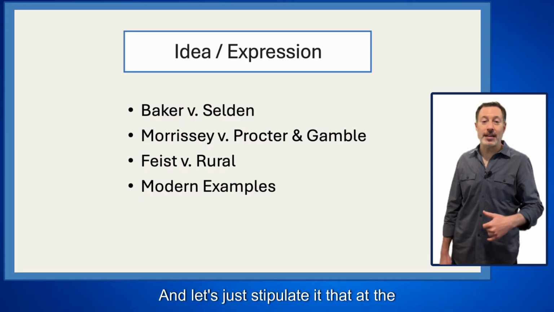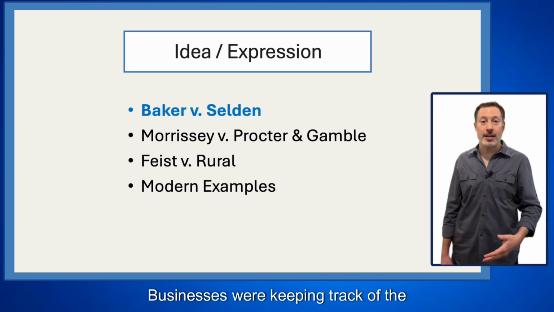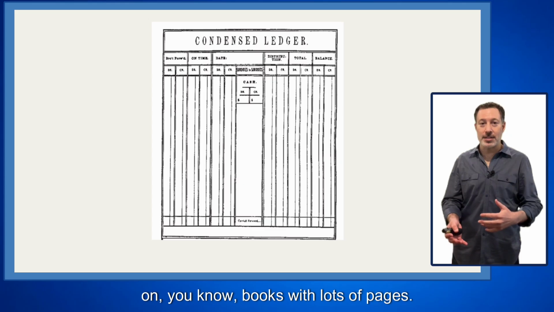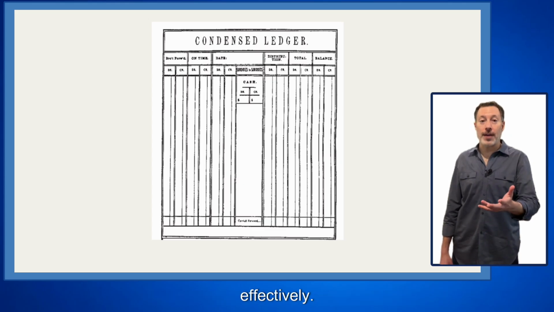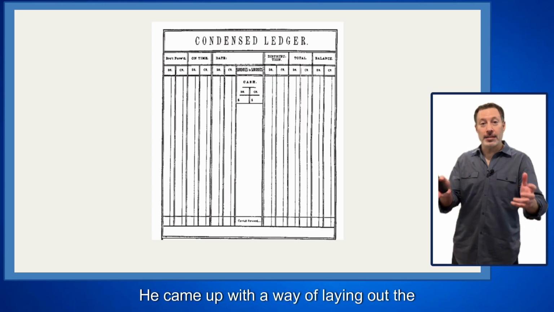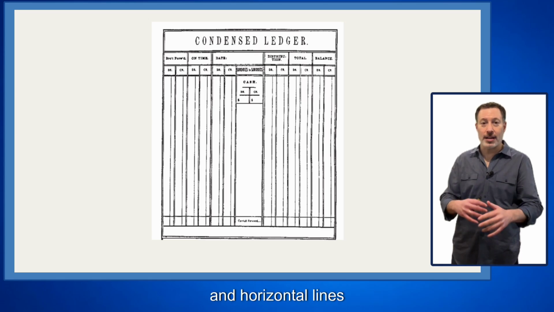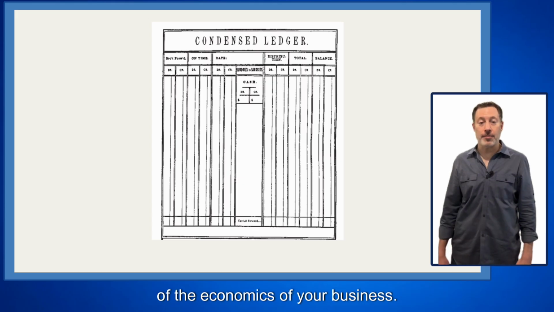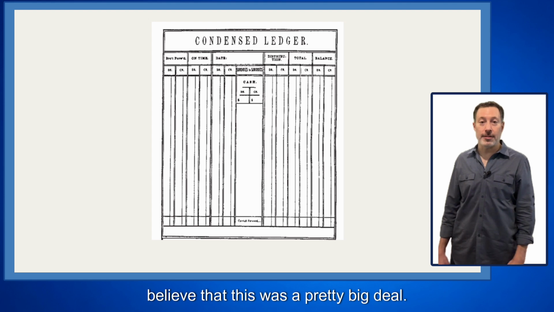And let's just stipulate that at the time, this was a pretty cool achievement. Businesses were keeping track of the economic information relevant to their business on books with lots of pages. And our author realized that you could organize that information much more effectively. And you get a little taste of it on the screen now. He came up with a way of laying out the information in columns and organizing it with headings and horizontal lines that really helped you understand the flow of the economics of your business. And again, I'll ask you just to believe that this was a pretty big deal.